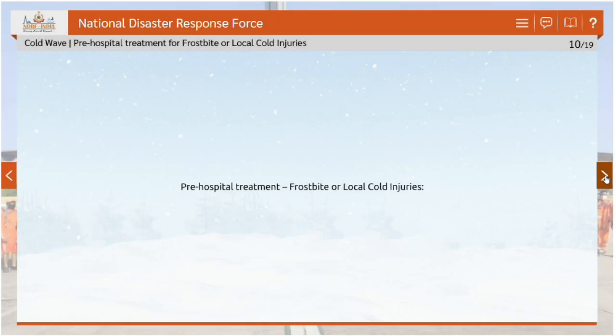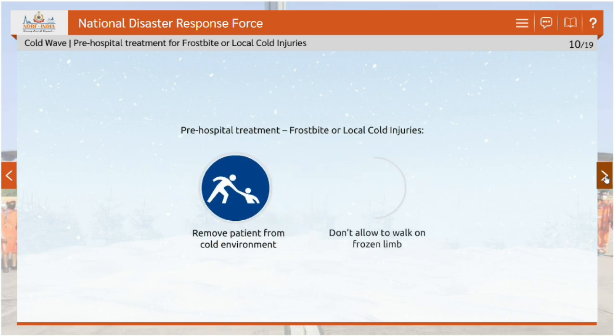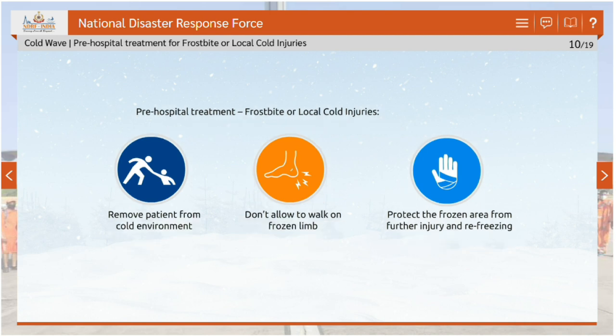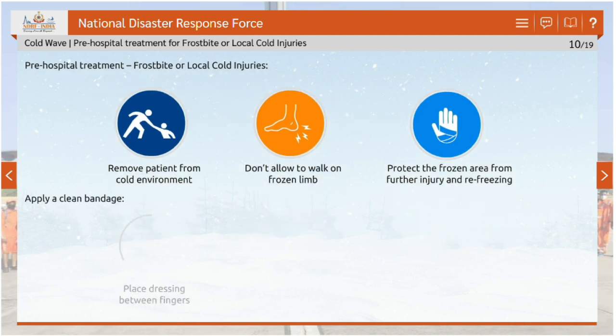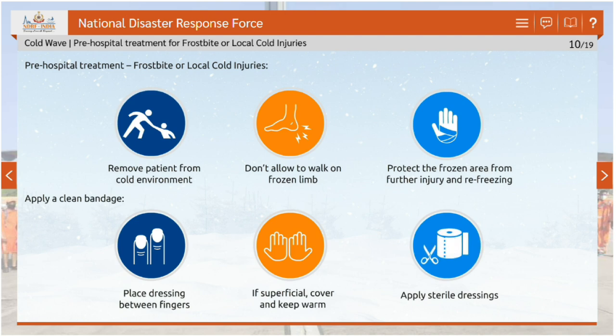Pre-hospital treatment for frostbite is as follows. Remove the patient from the cold environment. Do not allow the patient to walk on a frozen limb. Protect the frozen area from further injury and refreezing. Dry the affected area and apply a clean bandage. Place dressings between the fingers if they are affected. If superficial, cover and keep warm. If deep, apply dry, sterile dressings. It is very important that frostbite is treated in the initial stages.